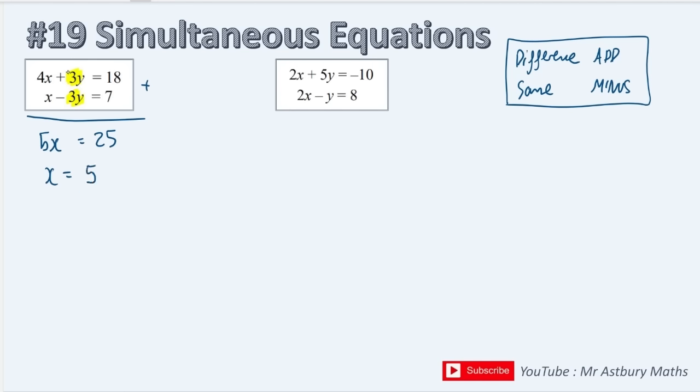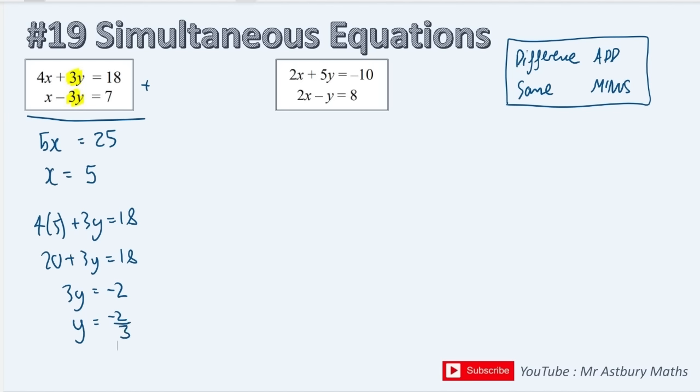Then pick one of the two equations. I always like to pick the one without a minus sign. And then substitute in x is equal to 5. So the top line now becomes 4 times 5 plus 3y equals 18. So 20 plus 3y equals 18. So 3y is equal to minus 2. So y is equal to minus 2 over 3.